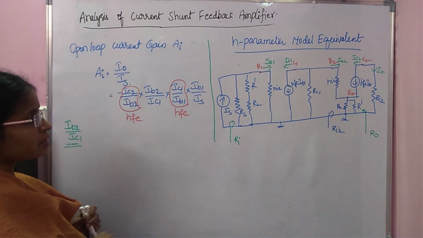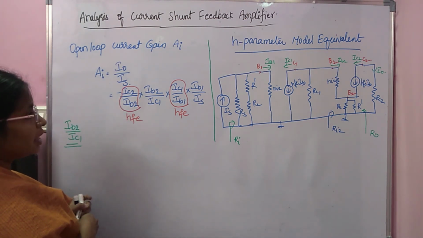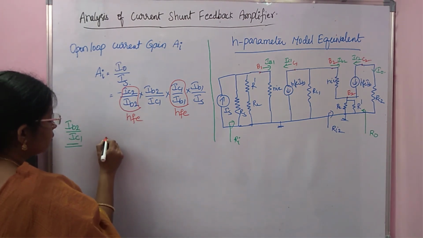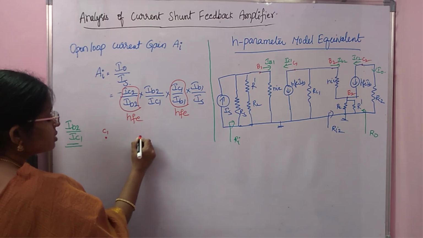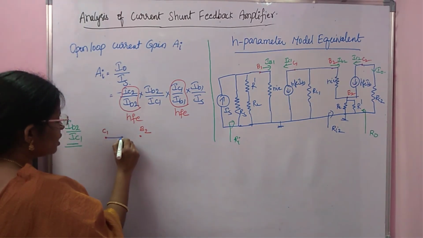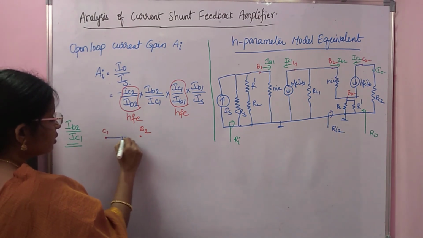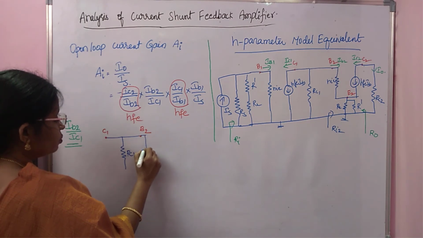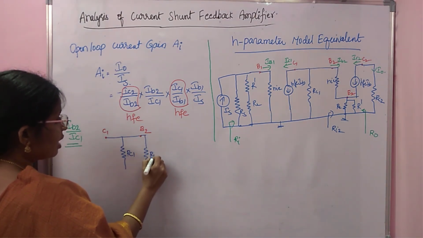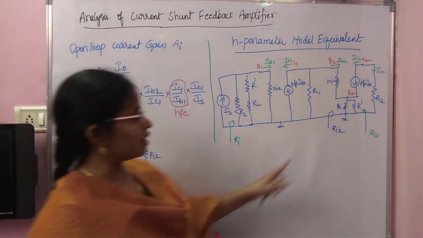Further, you have to consider the circuit from C1 to B2. Fine. Here C1, then it is B2. Yes, between C1 and B2 you have resistor RC1. At B2 you have the resistance RI2. Yes, see it, this is RI2.